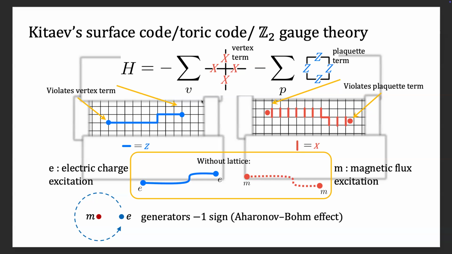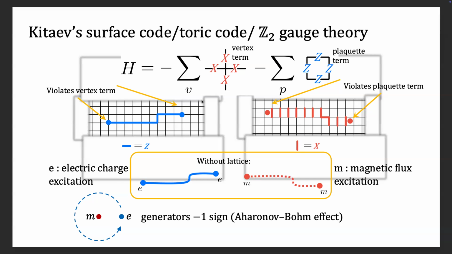There are two types of excitation. First, I can apply a Pauli Z string operator along this blue line. You can notice this Z string will anti-commute with certain vertex terms. First, let's focus on the plaquette. Your plaquette is always Pauli Z, and Z and Z always commute, so this Z string doesn't violate the plaquette. However, if we put a vertex term near the endpoint of this Z string, we can say this Z string violates a single vertex term.